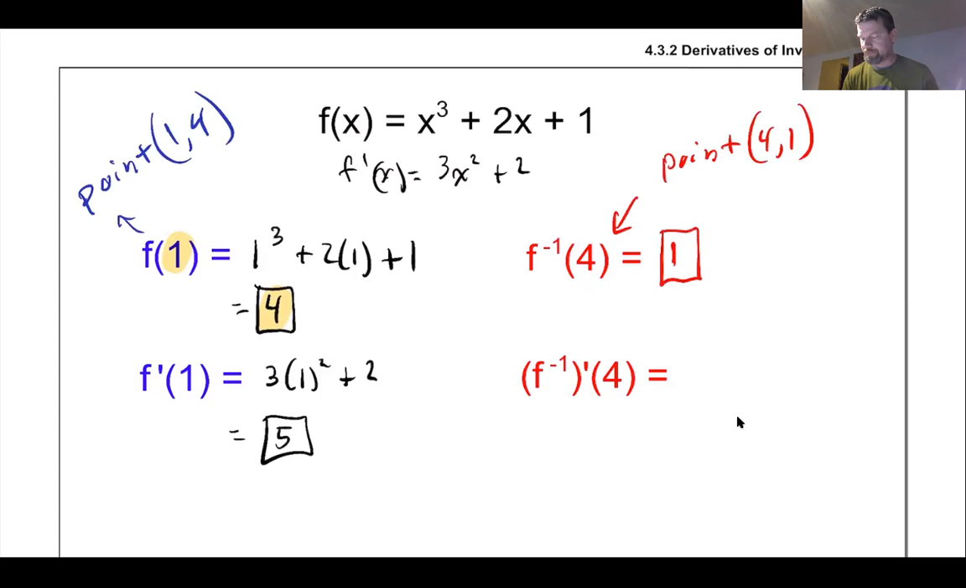Right? These points correlate to each other. So the derivatives, or the slopes of those points, are going to be inverses to each other. My slope on the original function was 5, so my slope on the inverse function is going to be 1/5. I didn't have to find f inverse. I could find those values without it.